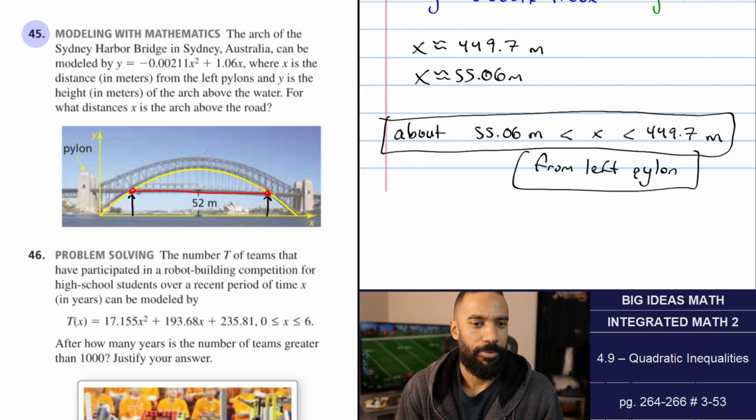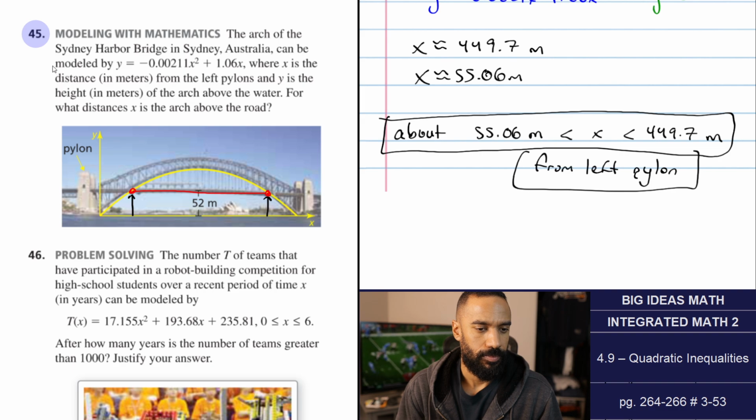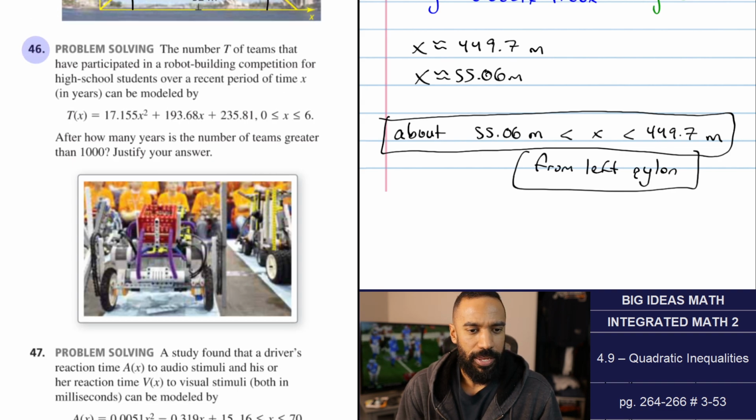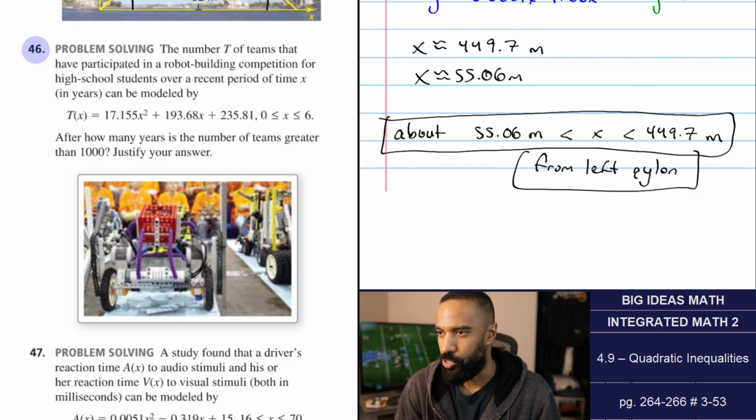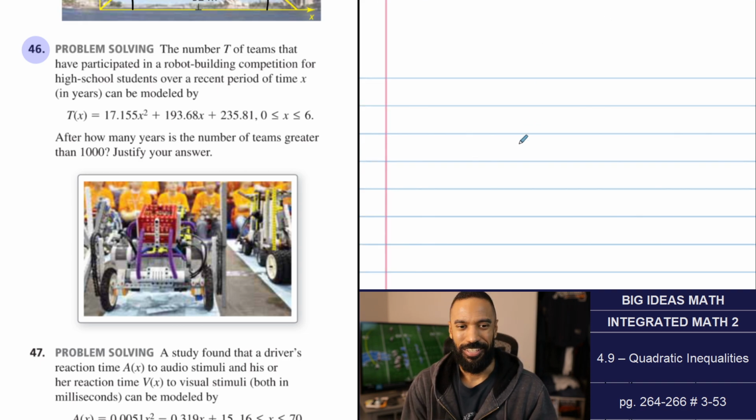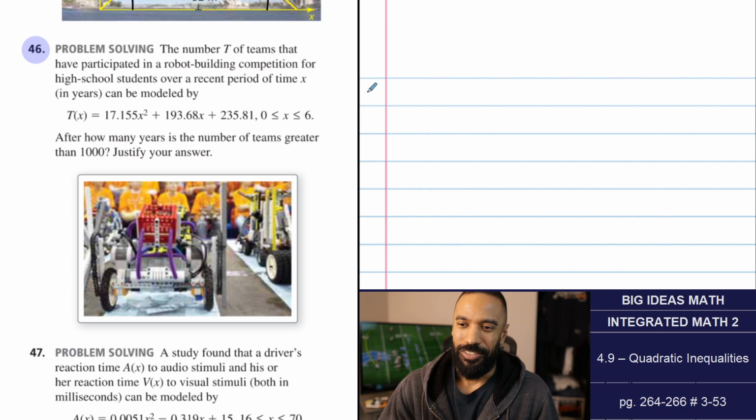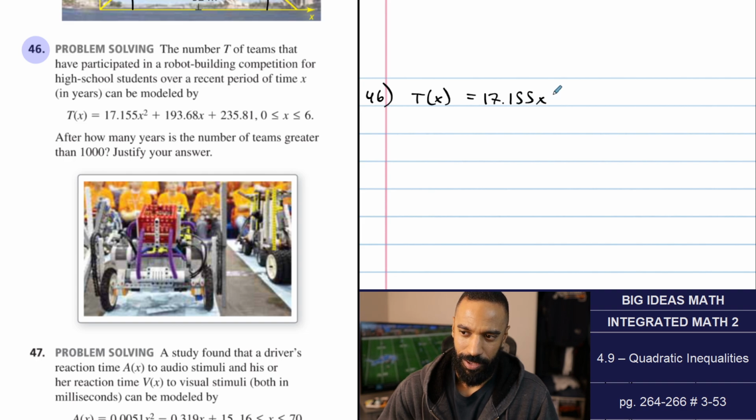Okay. Number 46. The number T of teams that have participated in a robot building competition for high school students over a recent period of time in years can be modeled by this. I wonder if there's any accuracy to that model. So number 46, T of x equals 17.155x squared.